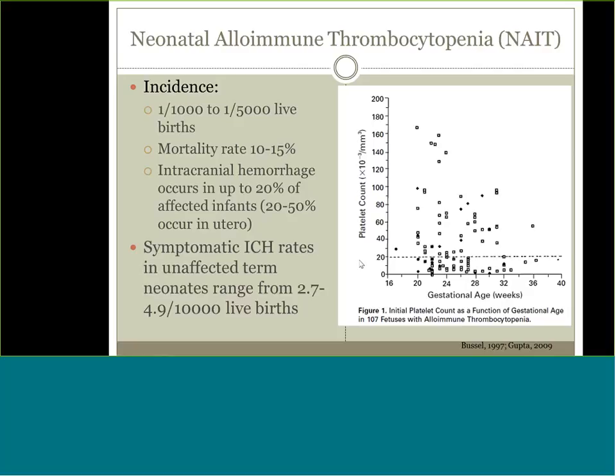Comparing this to unaffected term neonates, where symptomatic intracranial hemorrhage rates are 2.7 to 4.9 in 10,000 live births. And if you look at asymptomatic, if you do MRIs on all babies that are born vaginally, that gets a little bit higher, well, a lot higher. But again, it's still not the incidence that you're seeing with NAIT.